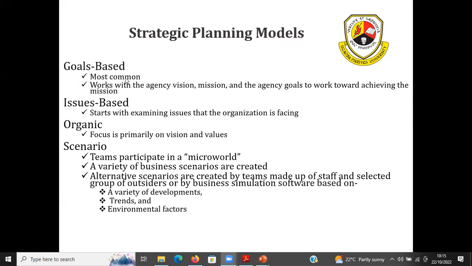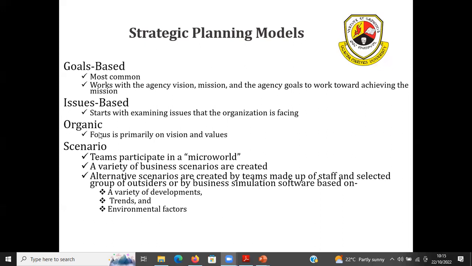Strategic planning is goal-based. Any strategic planning model should be goal-based. Most common is that you must have goals within there. These goals are intended to achieve the mission and vision statements. We examine the issues that the organization is facing.